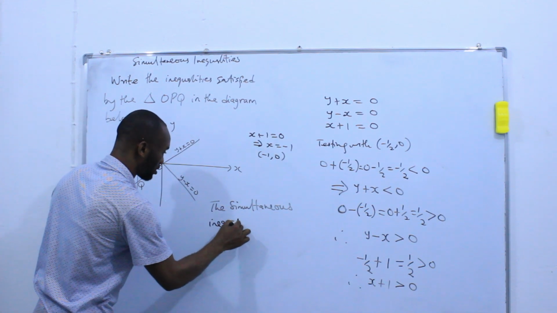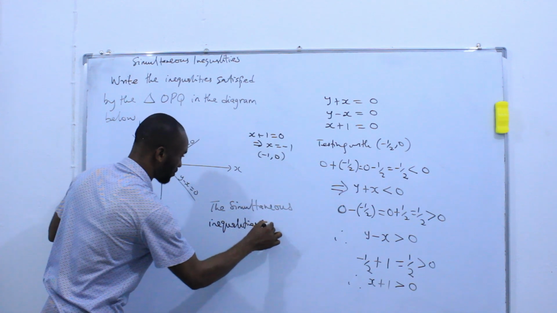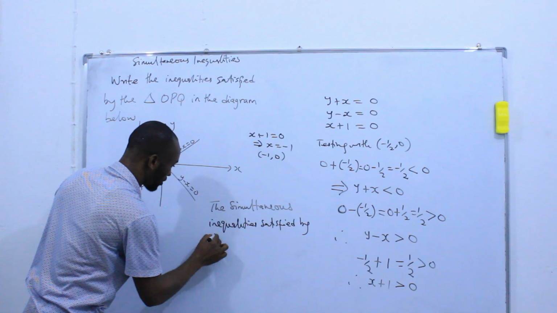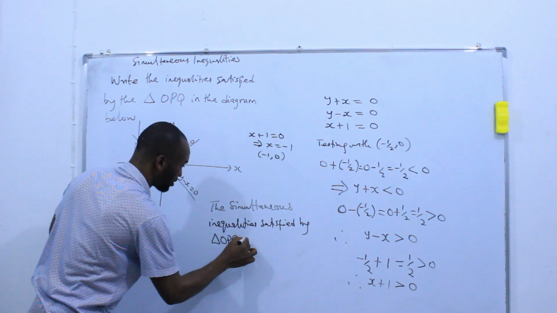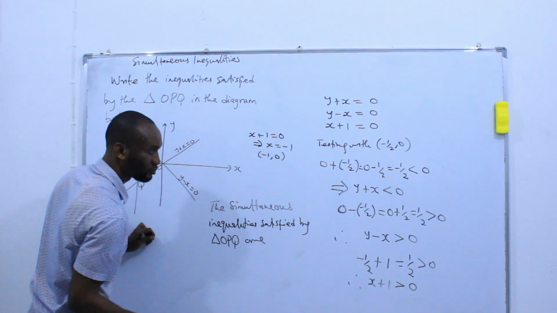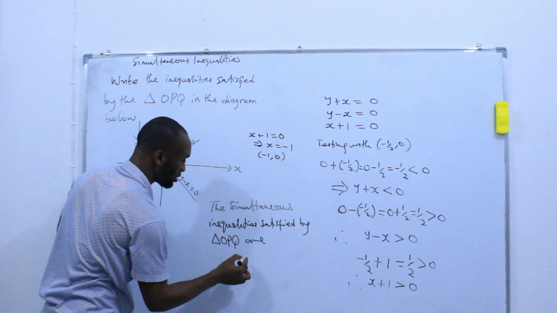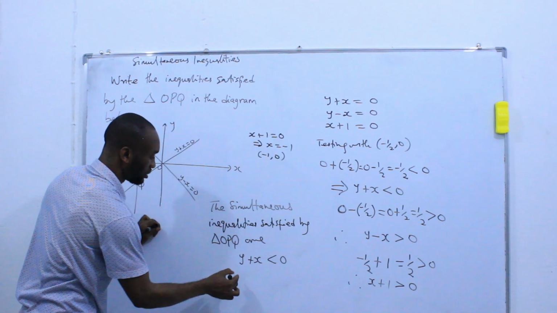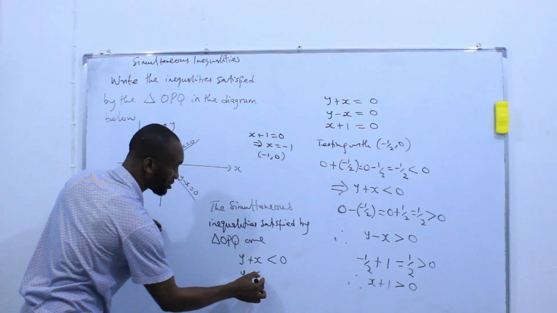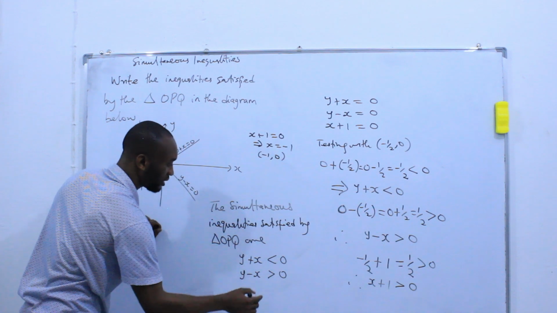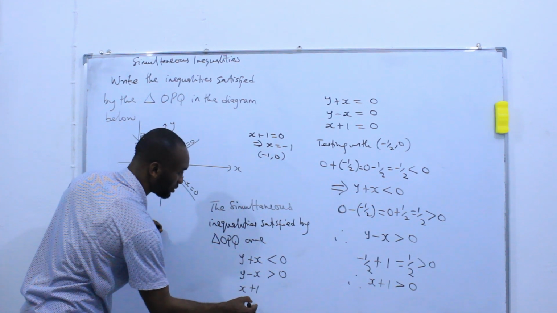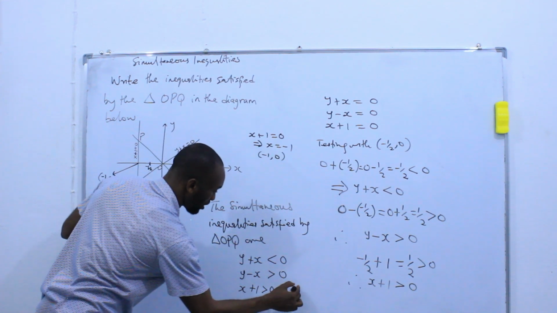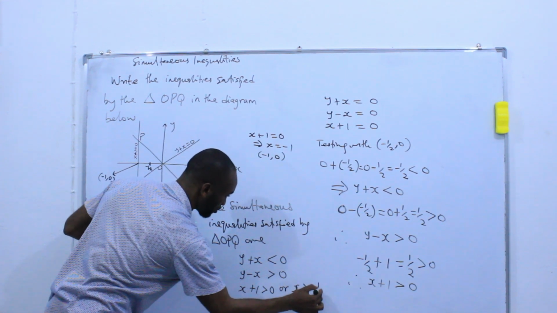So the simultaneous inequalities satisfied by triangle OPQ are, the first one is y plus x less than 0. The next one is y minus x greater than 0. And the last one is x plus 1 greater than 0, or x is greater than minus 1.